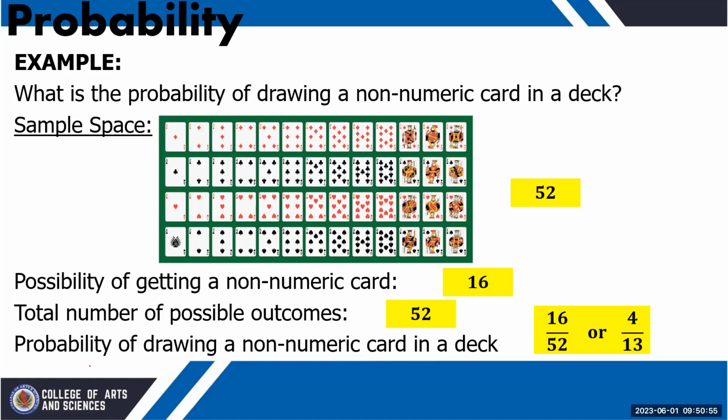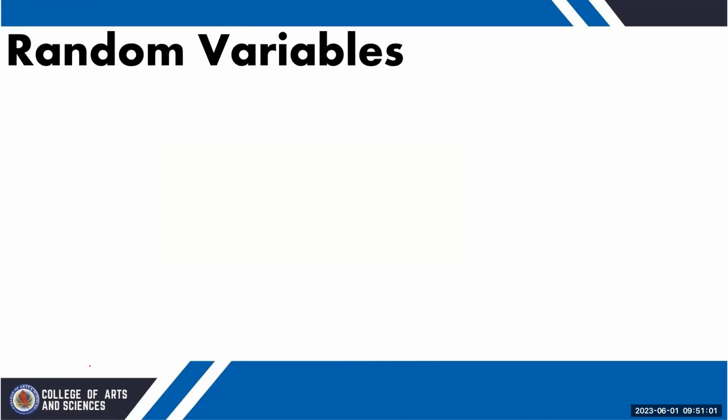Pangalawa, bilangin yung favorable cases. Pangatlo, just divide. Okay? So, paano naman kapag dice? So, what if you're getting the probability of getting multiples of 2 in rolling a dice?